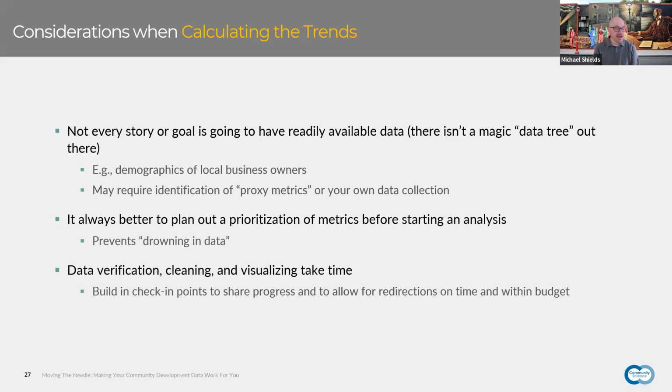It's always better to plan out a prioritization of metrics before starting an analysis. This prevents that issue of drowning in data. And you saw us do that with the foundational metrics and the story metrics. But even within that, you want to make sure you're identifying the key story metrics that we need here. You don't just want to grab everything and anything, because as my third point shows, data verification, cleaning, and visualizing take a long time.